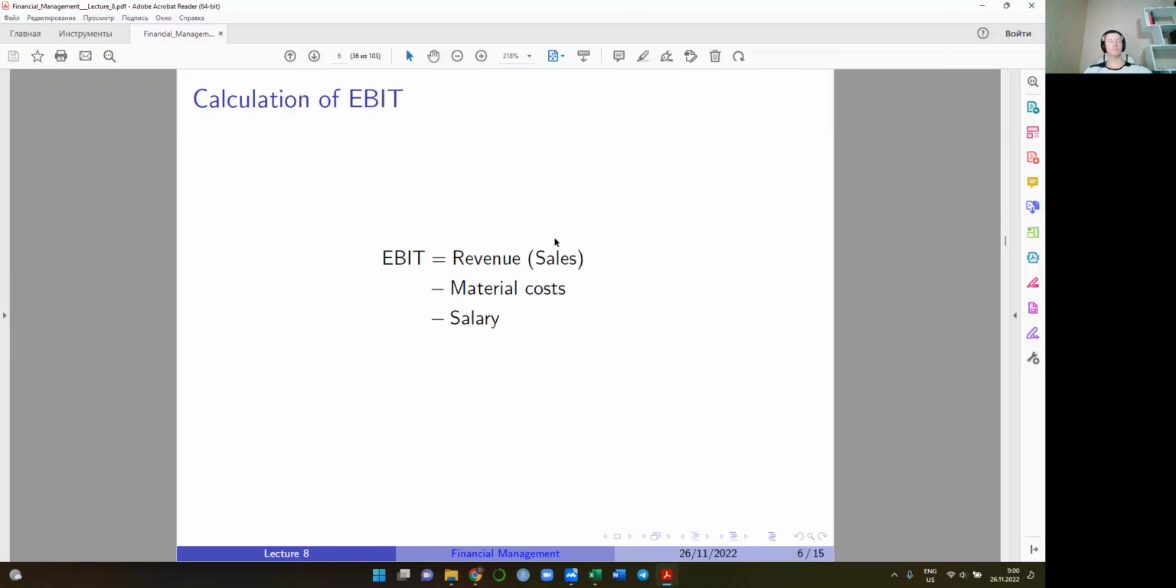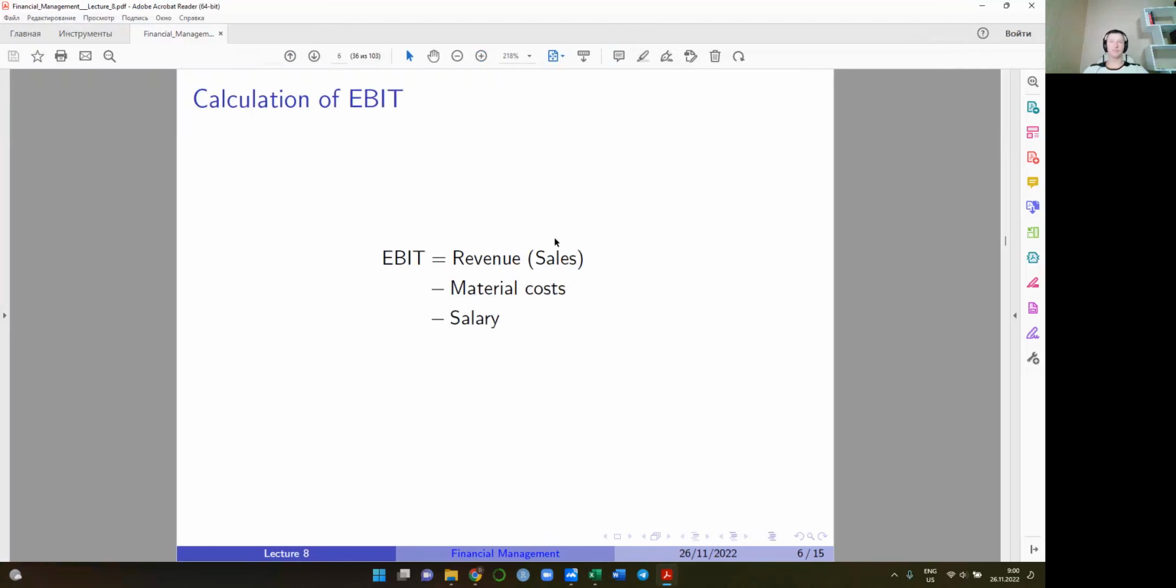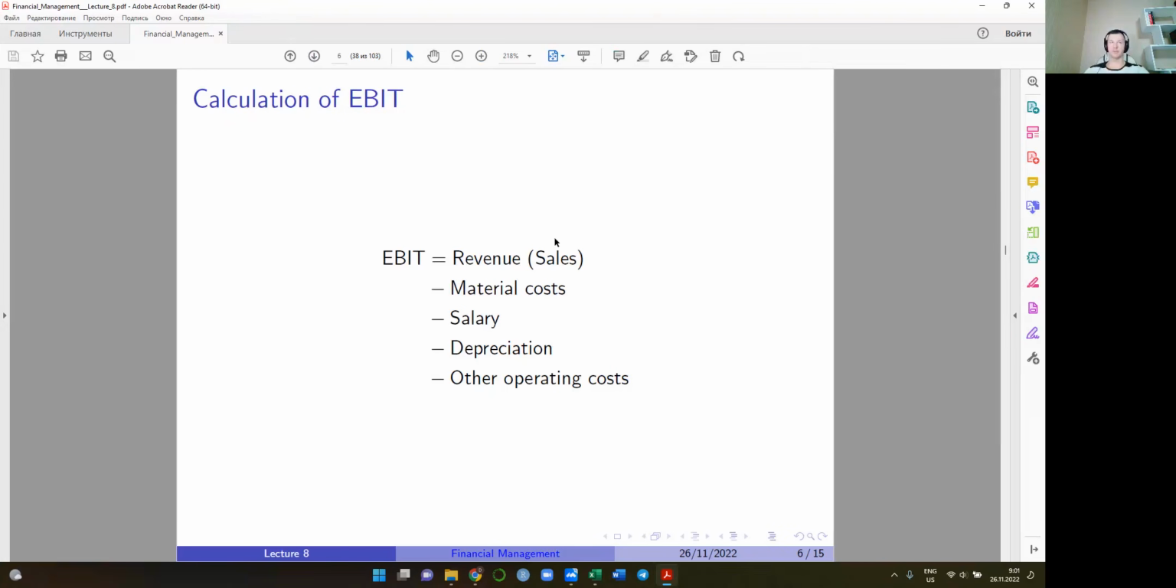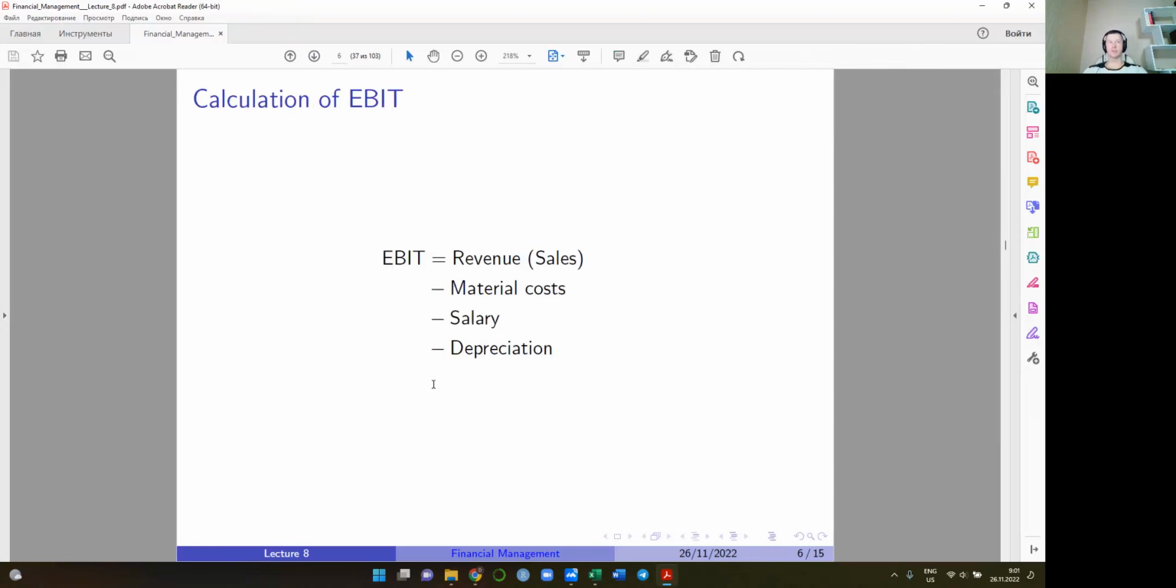We subtract salary and related cost. Maybe some social benefits that a firm pays for its employees. We subtract depreciation, and we subtract some other operating costs, if any. Electricity, fuel, maybe rent, maybe some packaging. So everything that is related to the production and sales of your product. The result is going to be called earnings before interest and taxes. And when we multiply this by 1 minus tax rate, we get net operating profit after taxes.